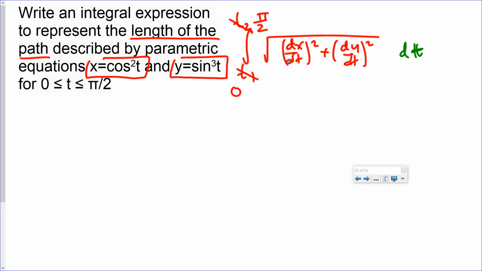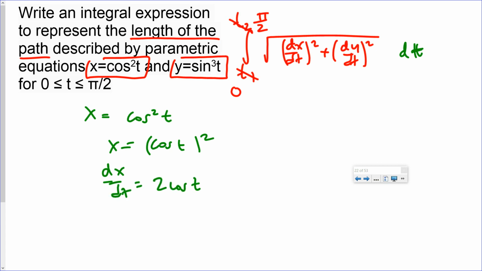And here's the hard part. What is dx/dt? You know x is equal to cosine squared t. Hopefully you know that that is really cosine t quantity squared, because so many students don't know that, or they refuse to rewrite it. And if you refuse to rewrite it, when you tell me dx/dt, you'll tell me that this is equal to 2 cosine t. What teacher taught you that? It actually isn't 2 cosine t.